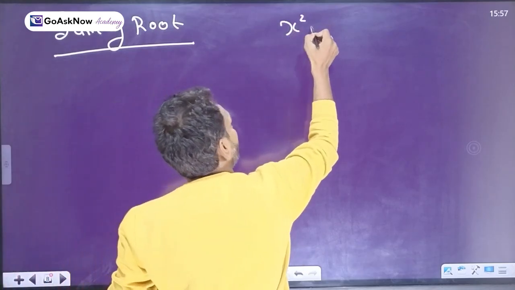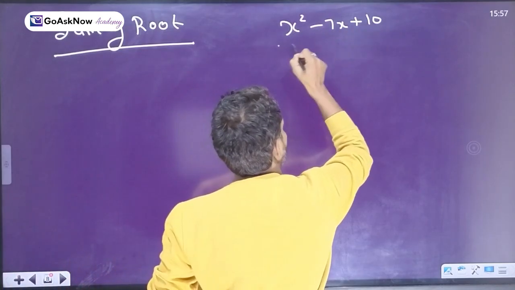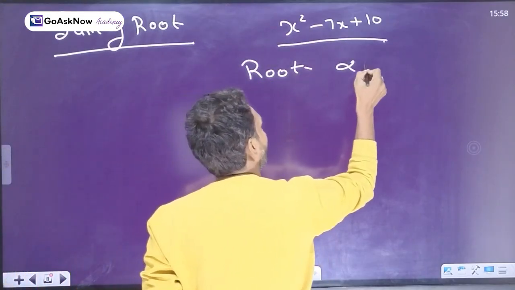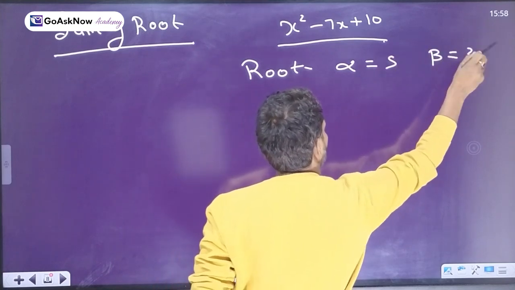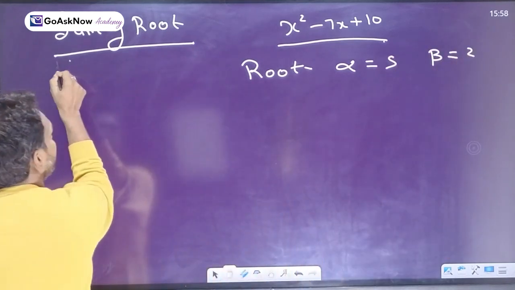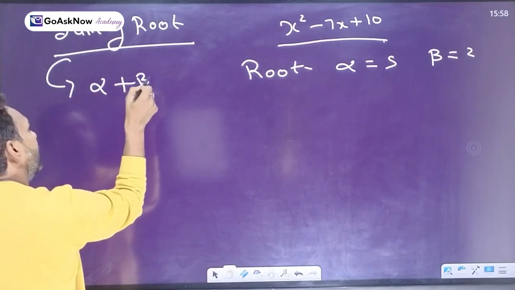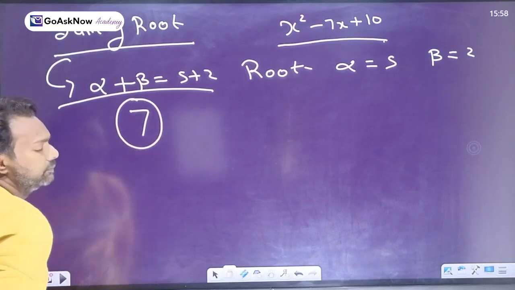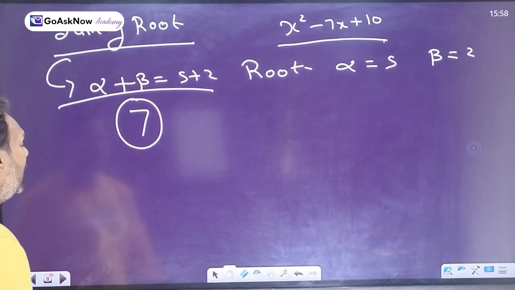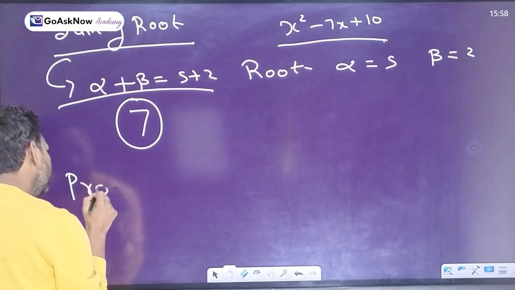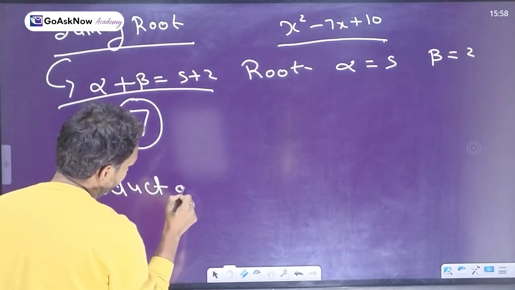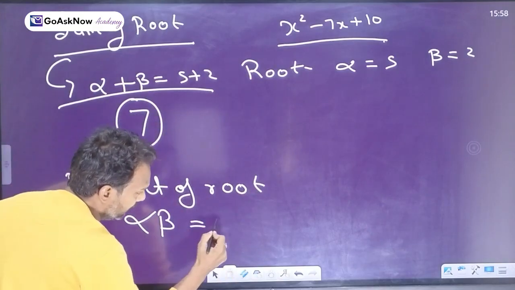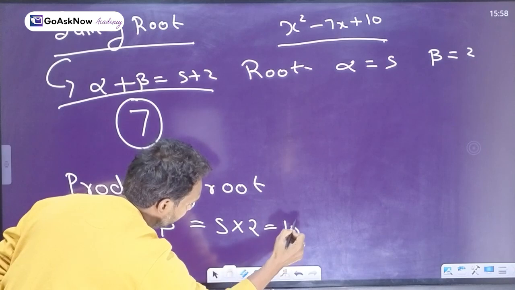In x square minus 7x plus 10, the roots were alpha is equal to 5 and beta is equal to 2. So what is the sum of roots? Sum of roots is alpha plus beta, or we can say 5 plus 2, that is 7. And what is the product of roots? Product of roots is alpha into beta, that is 5 into 2 is equal to 10.